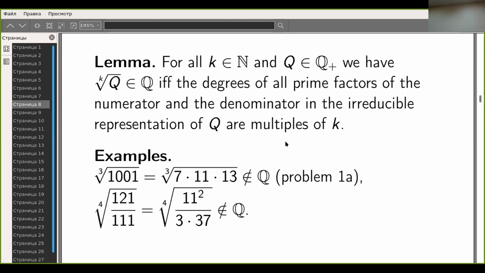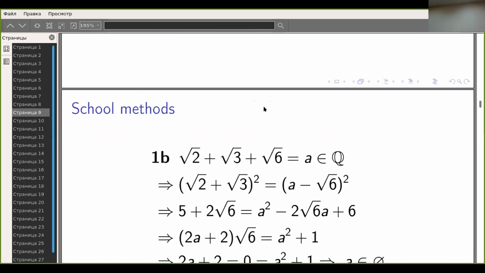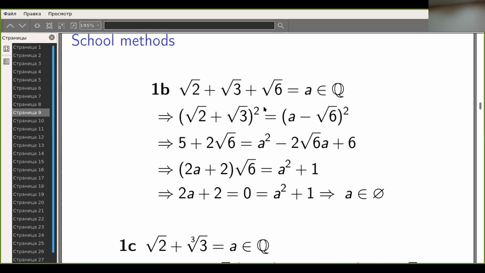If we have a positive rational number q and some integer k, then the kth root of q is rational if and only if the degrees of all prime factors of the numerator and the denominator in the irreducible representation of q are multiples of k. This is a simple exercise. So by this lemma, the first number, this cube root, is irrational. Then the irrationality of the second and the third numbers can be established by school methods.